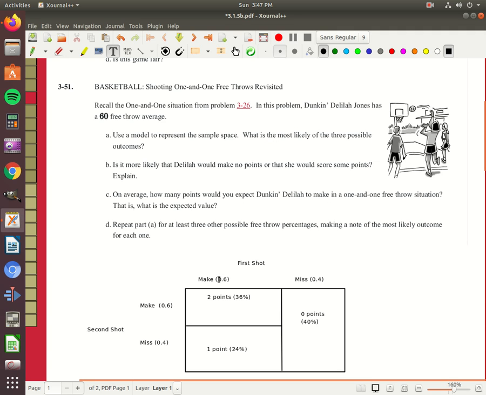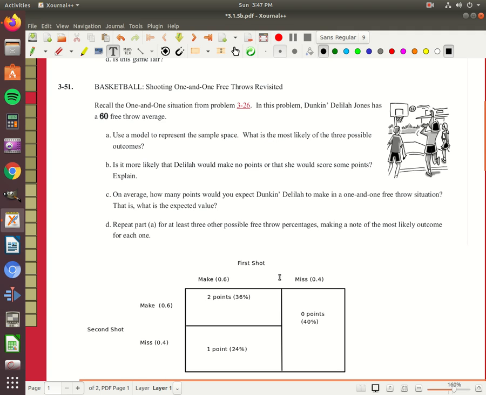Well, the first shot you're 60% likely to make, you're 40% likely to miss. If you miss it, you get 0 points and you're done shooting. If you make it, you shoot a second shot. If you make it, 60% chance, miss it, 40% chance. So 0.6 times 0.6, 0.36 or 36% chance of scoring 2 points, 0.6 times 0.4, 24% chance of making 1 point, and then of course 40% chance of missing and getting no points.